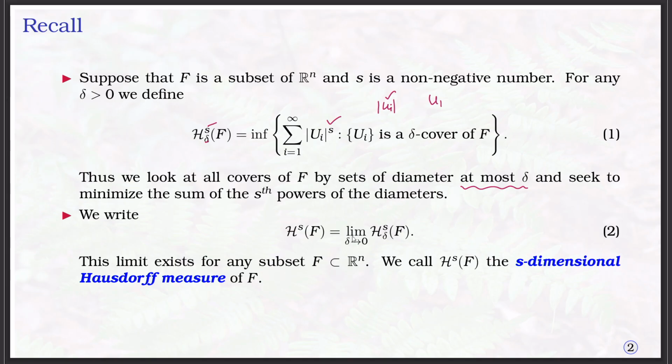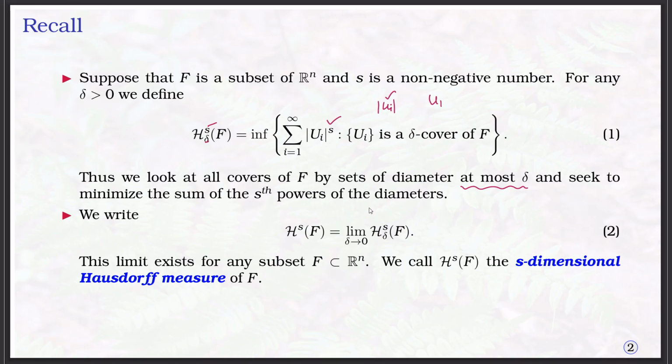Whenever this delta tends to 0, this limit exists, whether it is 0 or infinity or any positive number, this limit exists. If delta tends to 0, this H^s_delta of F is called the S-dimensional Hausdorff measure of F. For any F belonging to R power n, this limit exists.